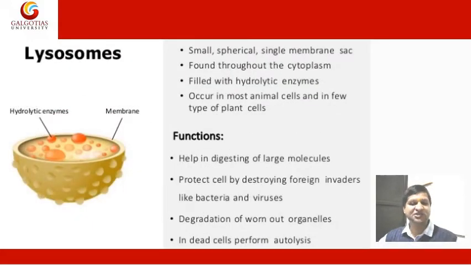Next is lysosomes, small, spherical, single membrane sacs found throughout the cytoplasm, filled with hydrolytic enzymes. They occur in most animal cells and in few types of plant cells. Function of lysosomes: helps in digesting large molecules, protects the cell by destroying foreign invaders like bacteria and viruses, degradation of worn out organelles, and in dead cells performs autolysis.